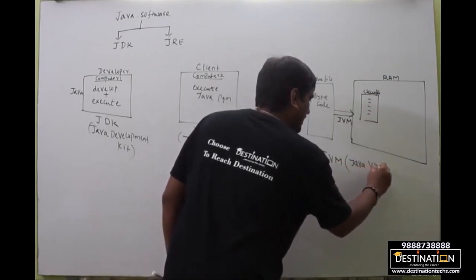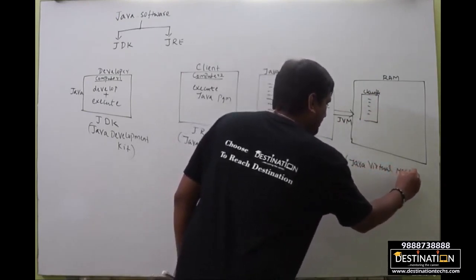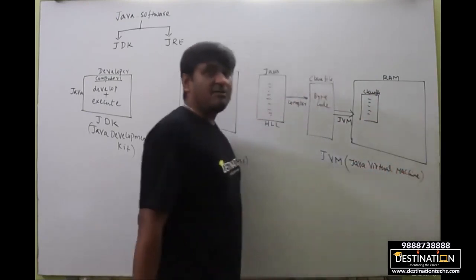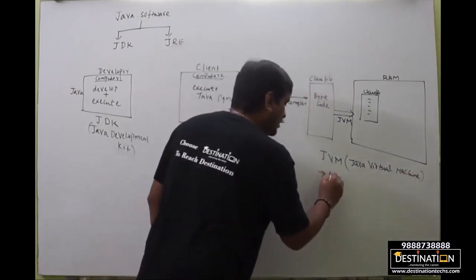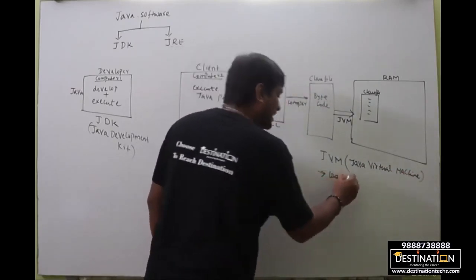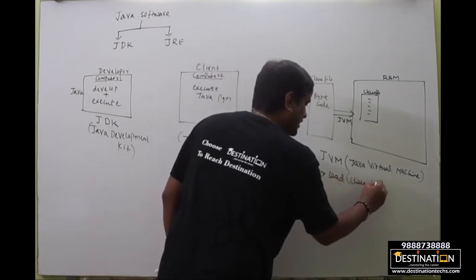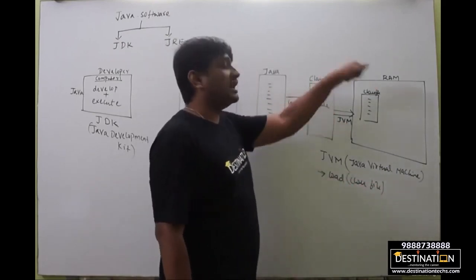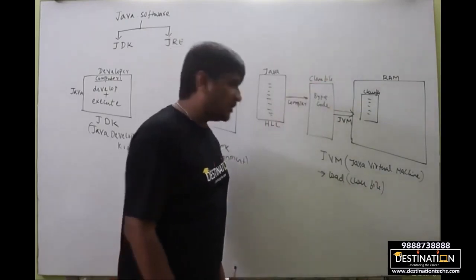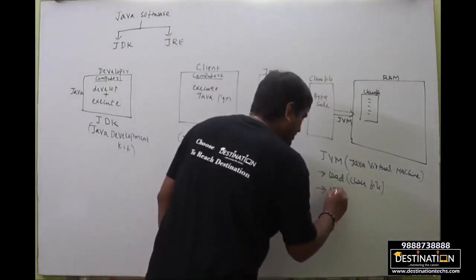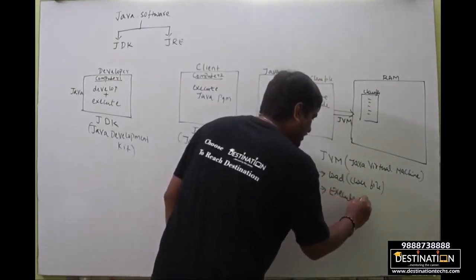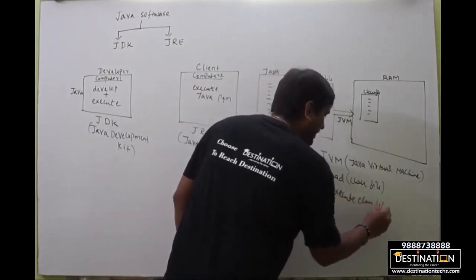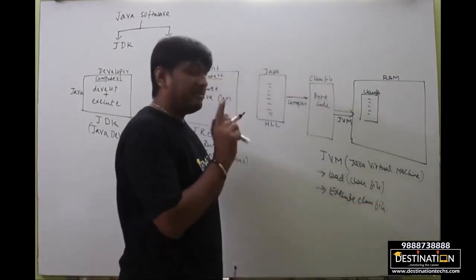What is JVM, sir? JVM stands for Java Virtual Machine. Java Virtual Machine helps to load the class file onto what? RAM. Not only that, your JVM also helps me to execute the class file. How does it execute, sir? Very, very important.